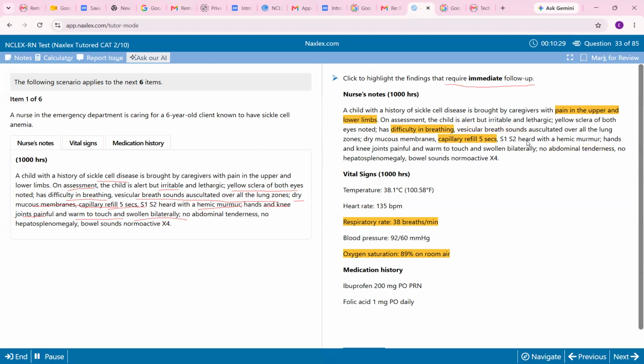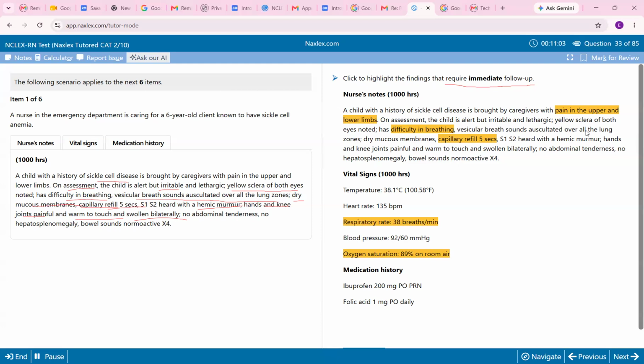Vesicular breath sounds auscultated over all the lung sounds. That is normal, no? Vesicular breath sounds are normally auscultated over the lung field only. Bronchial over the trachea, bronchovesicular over the bronchus, and vesicular over the lung field.